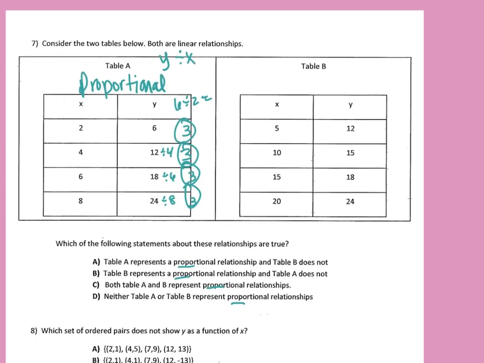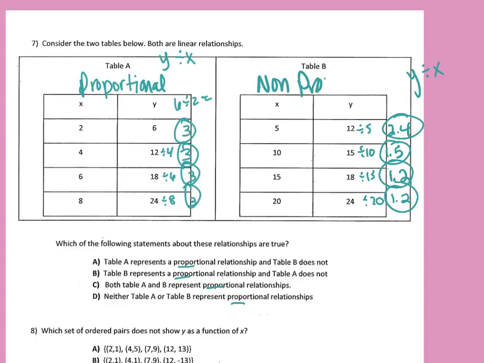Okay, then on table B, I'm going to do the same thing. So when I divide 12 divided by 5, I get 2.4. 15 divided by 10, I get 1.5. 18 divided by 15, I get 1.2. And 24 divided by 20 is 1.2. So these are not all the same numbers. So just divide your y by your x to see if it's proportional or not. Since these are not all the same, non-proportional.